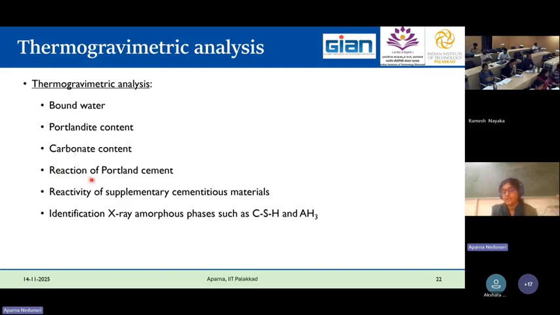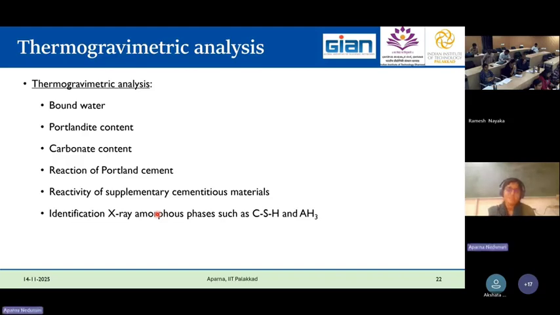We can also understand the reaction of Portland cement at different ages, like how much reaction has happened in the system with respect to curing age. We can also see the reactivity of supplementary cementitious materials, which work on pozzolanic reaction. Pozzolanic reaction means you have a precursor or a material which is rich in aluminosilicates. These aluminosilicates react with calcium hydroxide, which is coming from the reaction between ordinary Portland cement and water. The calcium hydroxide and the aluminosilicates react and form CSH. That is the pozzolanic reaction. It means if we have supplementary cementitious material within the system, there is consumption of Portlandite.